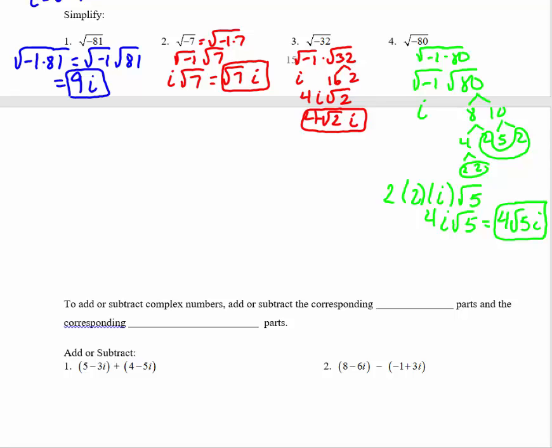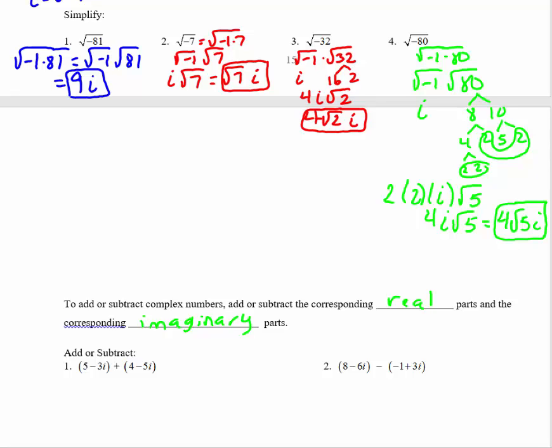So to add or subtract complex numbers, all you got to do is add or subtract the corresponding real parts and the corresponding imaginary parts. So it's like just putting the like terms together. So why do they have the parentheses?